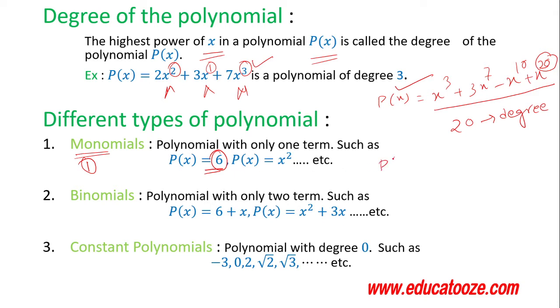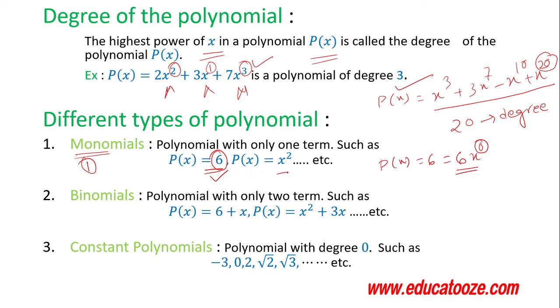P of x equal to 6 is a polynomial because 6 can also be written as 6 into x power 0. 0 is a whole number, so this is a polynomial. It contains only one term. That is why this particular polynomial is known as a monomial.